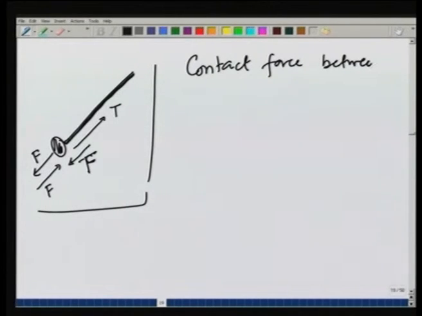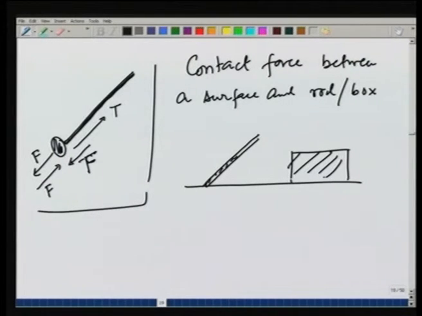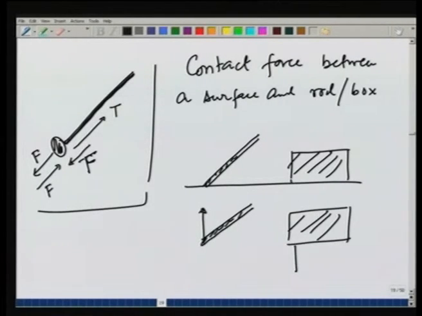Next, let us discuss the contact force between a surface and, say, a rod or a box on it. For example, if there is a smooth surface and there is a rod here which is being pushed, and there is a box here, the only force a smooth surface can apply is perpendicular to itself. Therefore, it is capable of applying a force on this rod which is perpendicular to itself. Similarly, it is capable of applying a force on the box, maybe distributed, maybe at the same point, which is perpendicular to the surface.